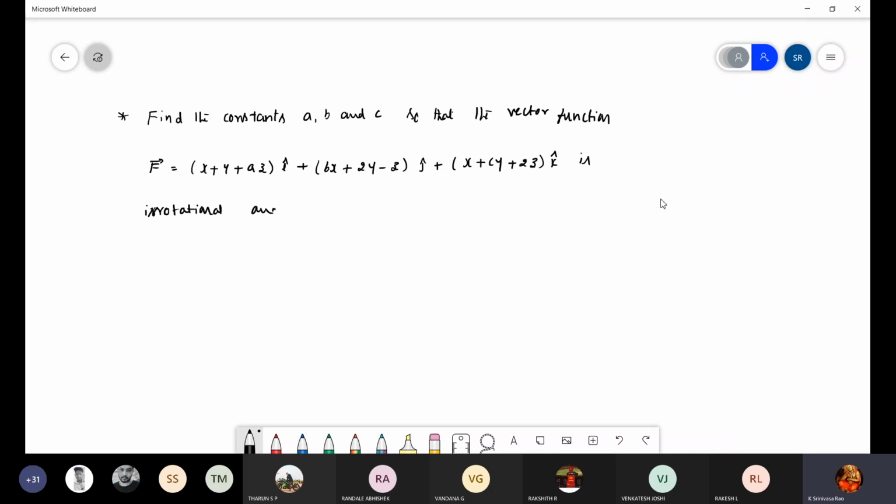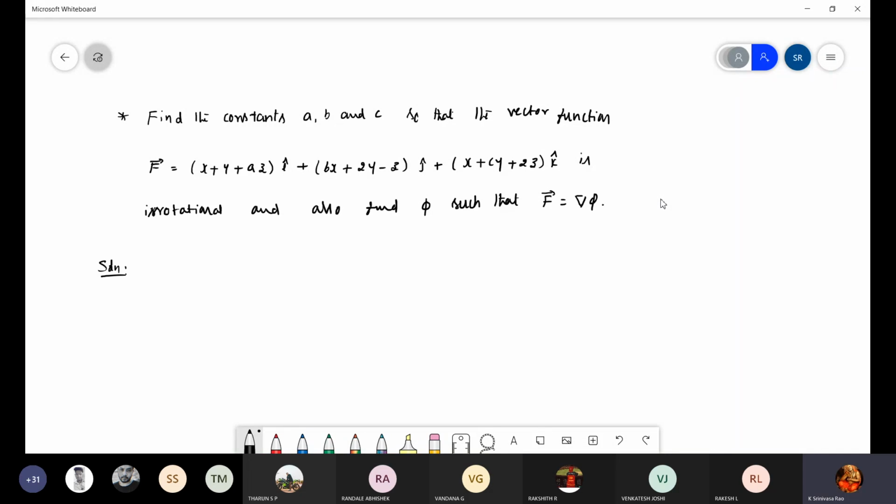and also find phi such that vector F equals grad phi. Yes. Solution.